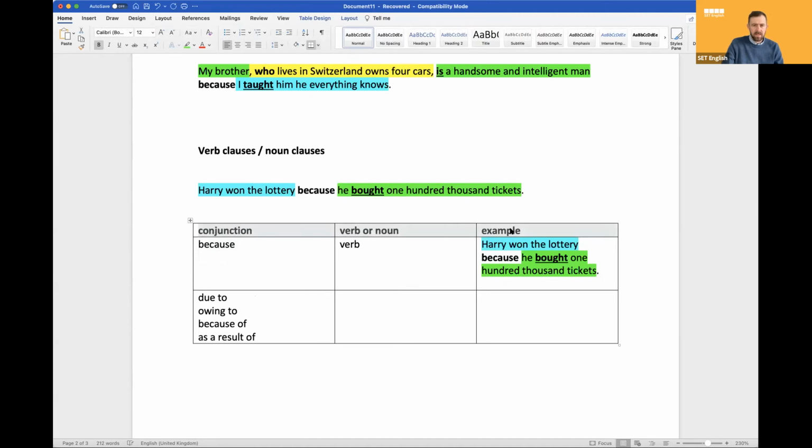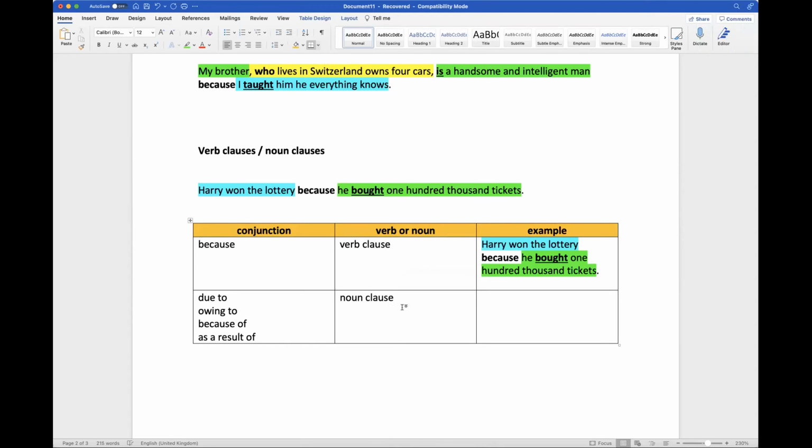Let me get this into the middle. Let's format it so it looks a bit nicer. There we go. Okay, these ones are all going to be followed by a noun. So verb clause for this one, noun clause for this one.